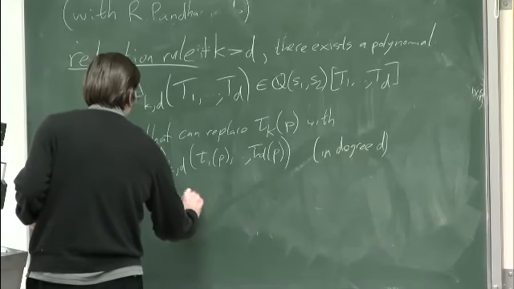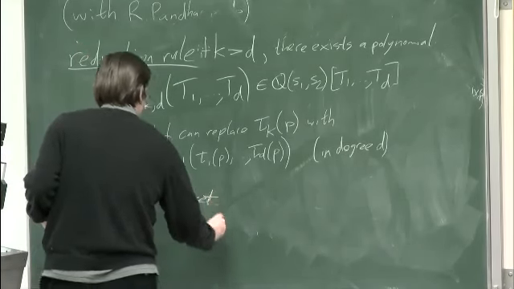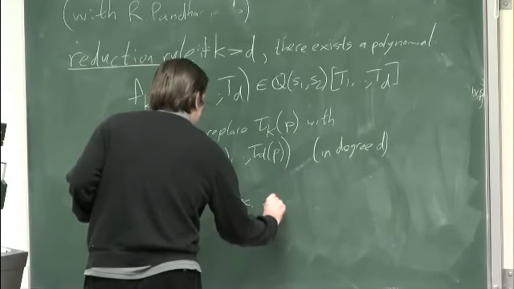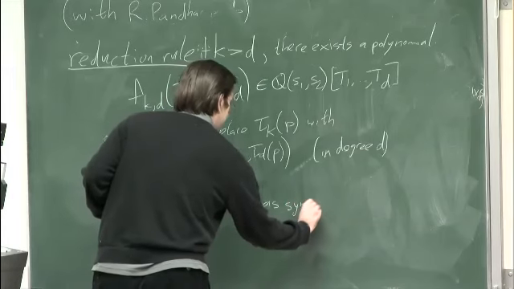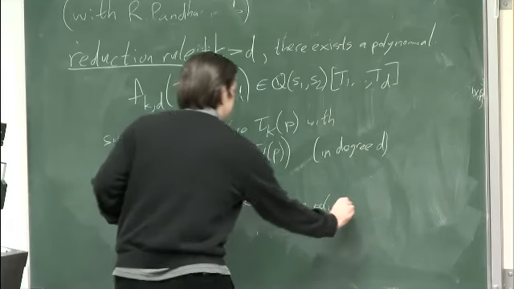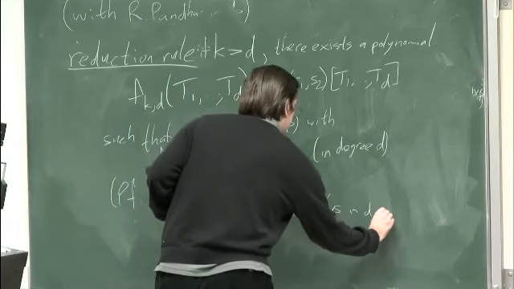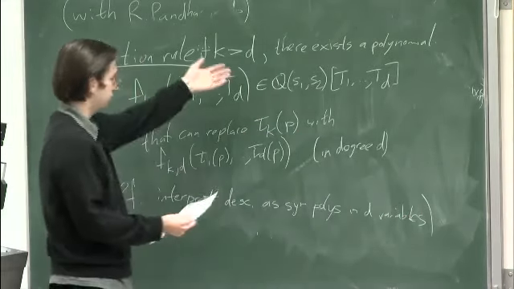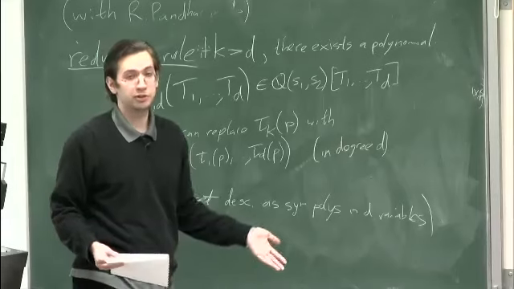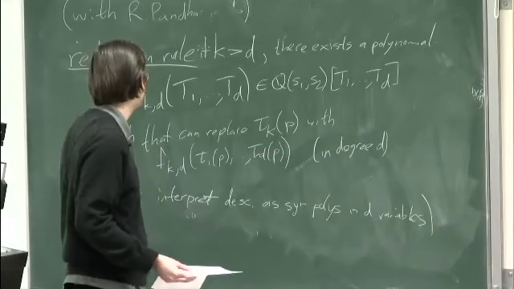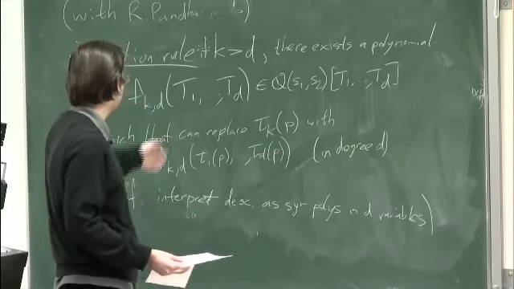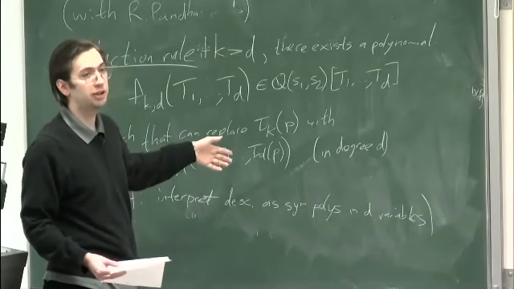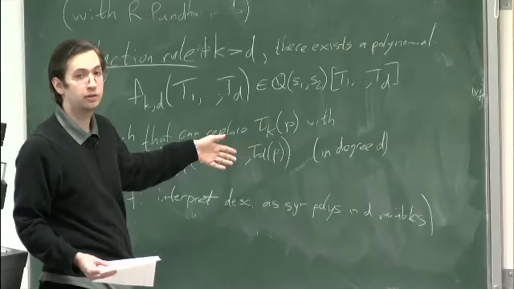So the proof is simply to interpret descendants as symmetric polynomials in d variables. Then the first d will be some basis for the algebra of symmetric polynomials. Now, it's a little bit more subtle than that, because this reduction rule, you don't have anything like it if you aren't in the stationary case.